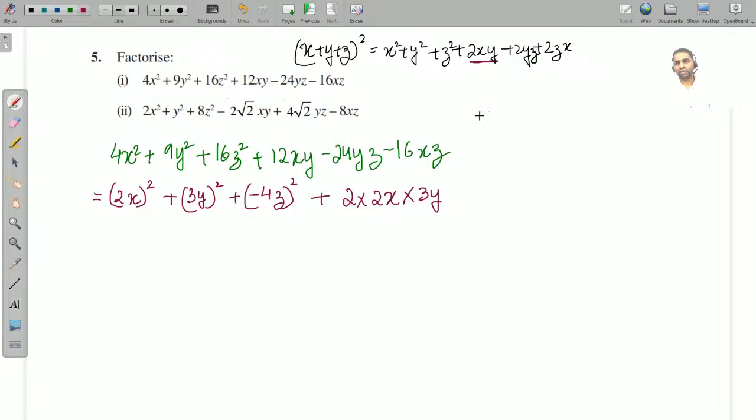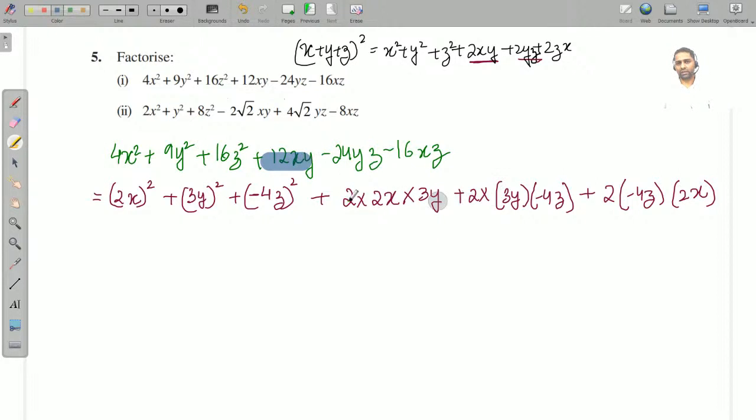So 2xy I have written, now I have to write 2yz. So twice of what is y over here, that is 3y, and what is z over here, that is a negative of 4z, plus 2zx. Now what is z over here, that is a negative of 4z, and what is x over here, that is 2x. Now if you are going to check, you will definitely see that 12xy and this value are same. Negative of 24yz and twice of 3y times negative of 4z is same. Negative of 16xz and twice of negative of 4z times 2x is again same.